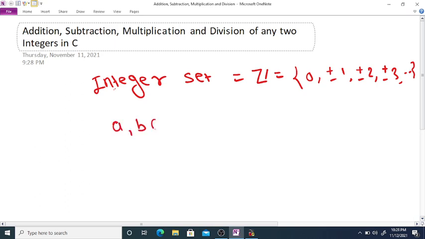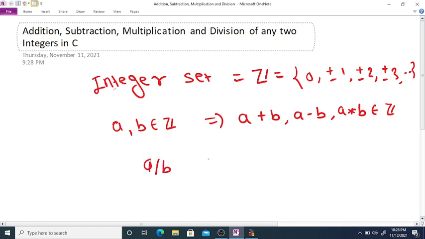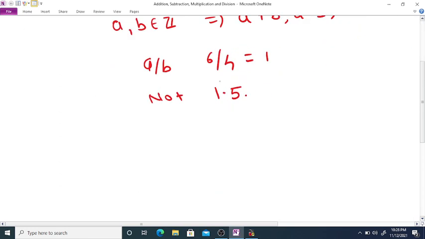Up to now we know addition of any two integers. If a and b are integers, then their addition, subtraction, multiplication is also an integer. But in C, if a and b are integers and we divide a by b, for example if we divide 6 by 4, then the answer will be 1, not 1.5.